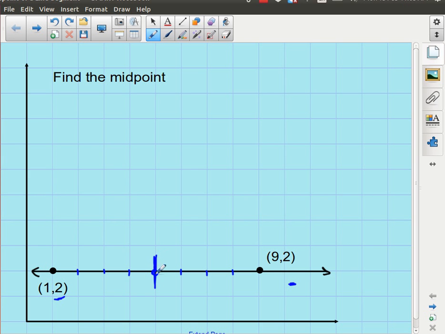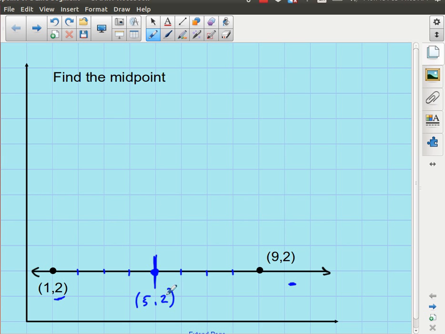So the midpoint of this line is at, if this is 1, this is the point 1, 2, so this is 2, 3, 4, 5. Okay, so the midpoint is at 5, 2.